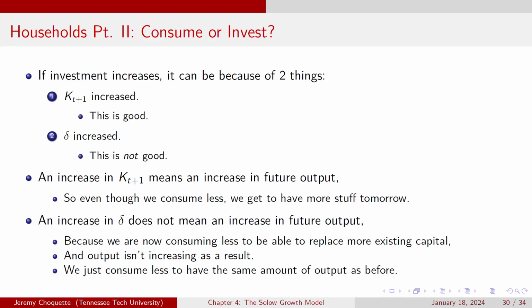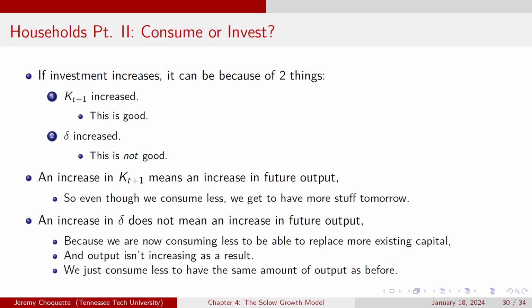But an increase in delta doesn't mean an increase in future output, because now we're consuming less just to be able to replace the existing capital. So it's not like you're consuming less to get more tomorrow. You're actually consuming less to get the same amount you would have had tomorrow. Output isn't increasing if delta increases, thus increasing investment. We just consume less to have the same amount of stuff as before. So that sucks. So an increase in investment is not always a good thing. It depends on what's driving that increase in investment. If you're saving more and capital's not falling apart at a faster rate, an increase in investment means more production tomorrow. That's good.